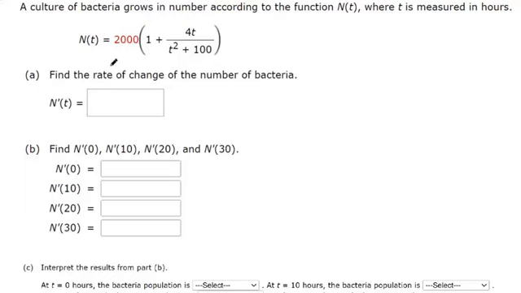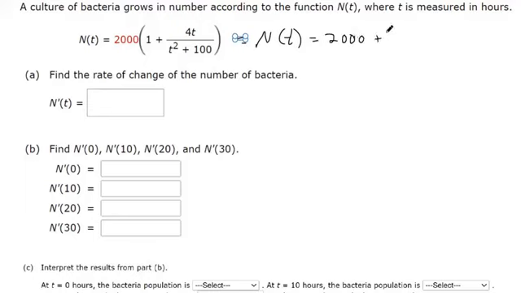Okay, so this function models how much bacteria is in a certain place. We're supposed to find the rate of change in the number of bacteria, so we need the derivative. So I'm going to distribute the 2,000 before I start taking the derivative, just so I have nice, distinct, separate terms.